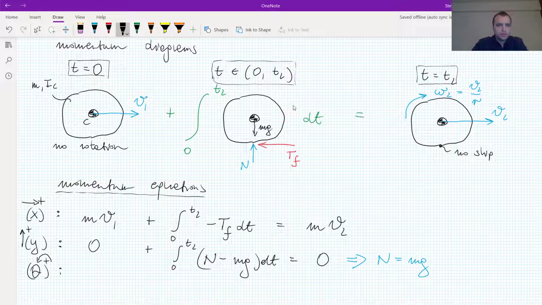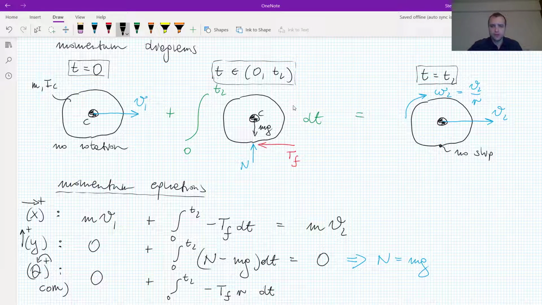How about theta direction? I will write that equation about center of mass, so about point C. At the beginning we have 0 rotation, so this will be 0. And then in here I will just show what forces rotate about point C. I think only Tf is rotating, and it is rotating in a negative fashion. So it will be minus Tf r dt. And in the end, we have Ic omega 2, but positive or negative? It will be negative. So we will put minus in here.